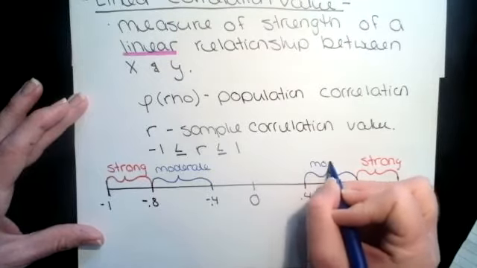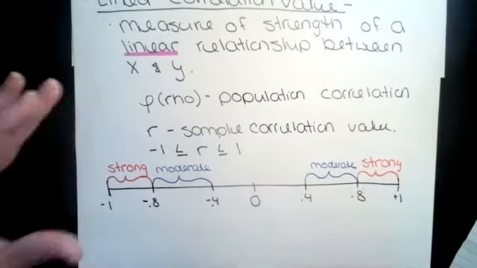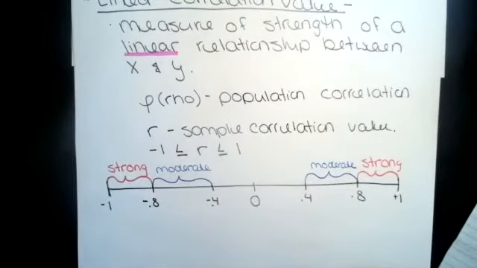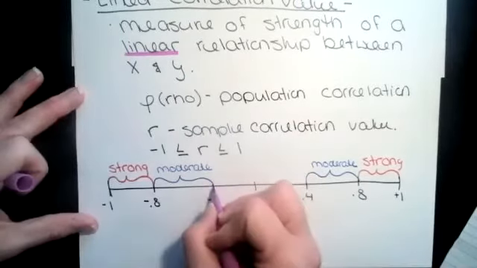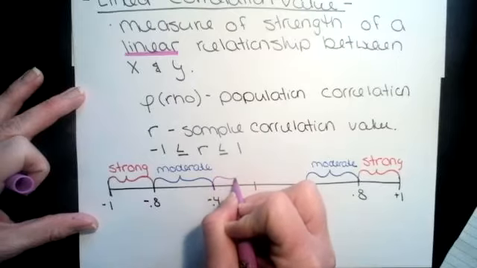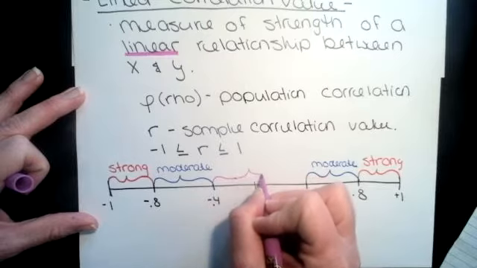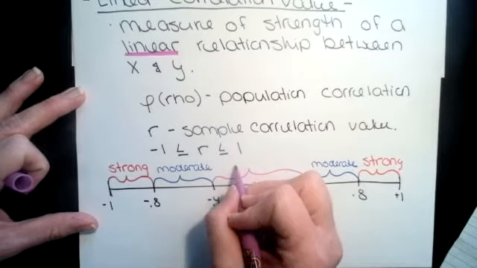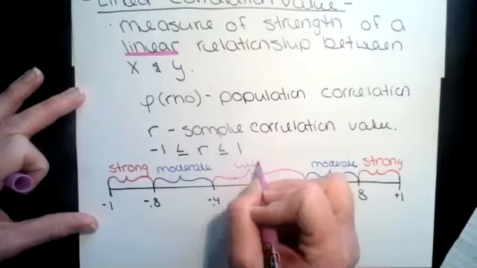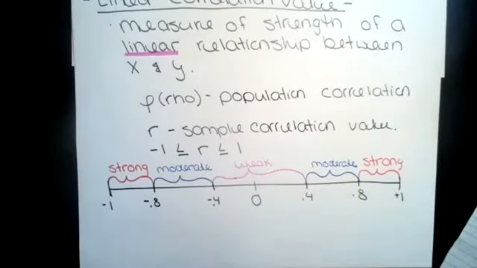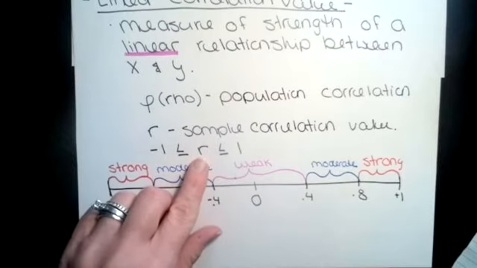So you can see how it's symmetric here. It's a mirror image if you fold it on 0. And then right in the middle, between -0.4 and +0.4, this is what we would consider a weak correlation. We would say that it's a weak relationship between the two variables X and Y. So this is taking a calculation and getting this number R here.